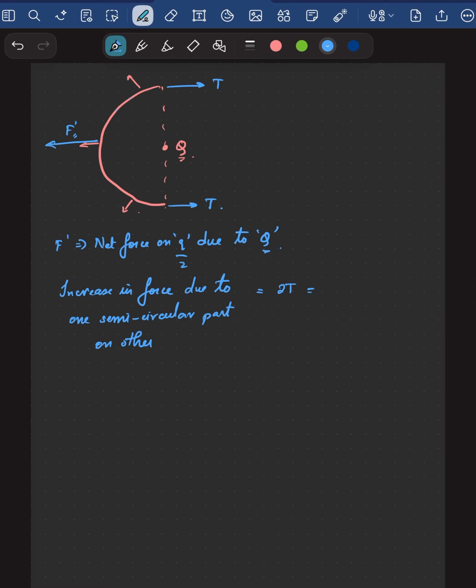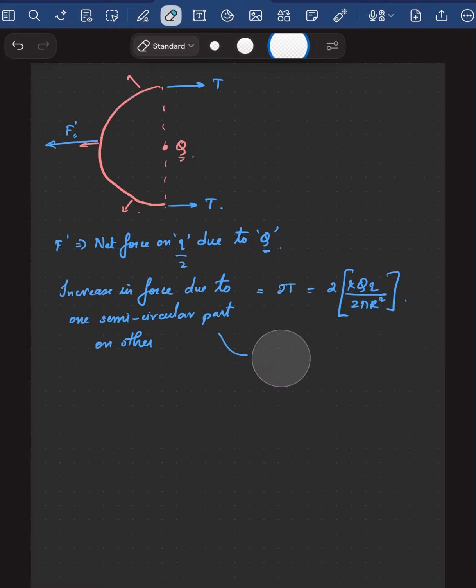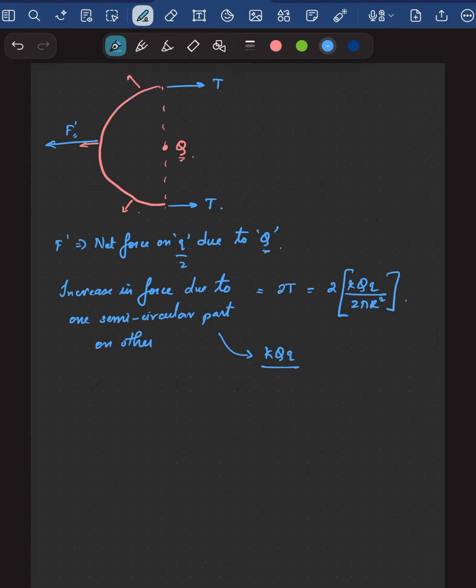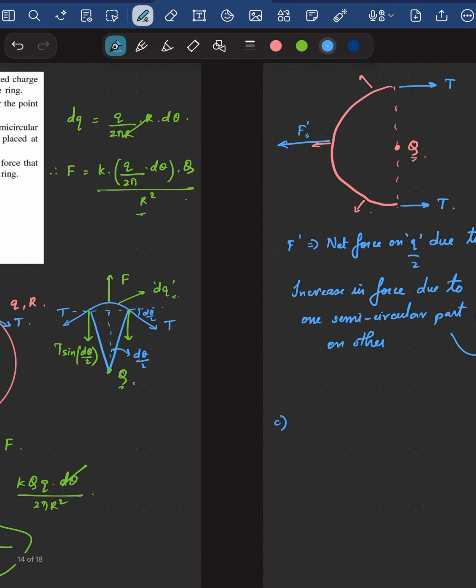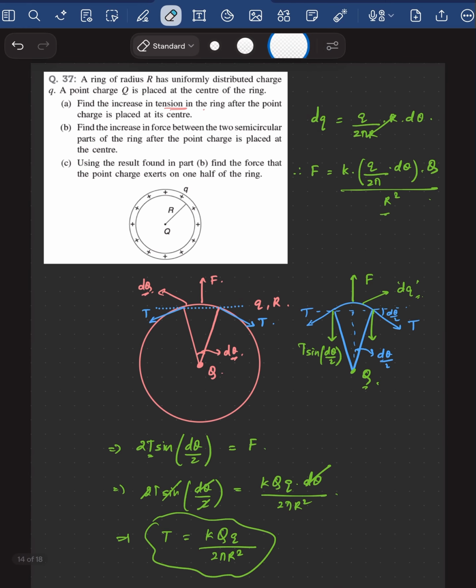And that T value is something which you already calculated. We got that T value to be equal to kQq by 2π r squared. So this will be our answer for the B part, the increase in the force due to this, which is your answer for the second part of this question, will be equal to kQq by π r squared. Right? And then the third part of this question was, using this result found in B, we now have to calculate what force will this point charge exert on half portion of this ring, right?